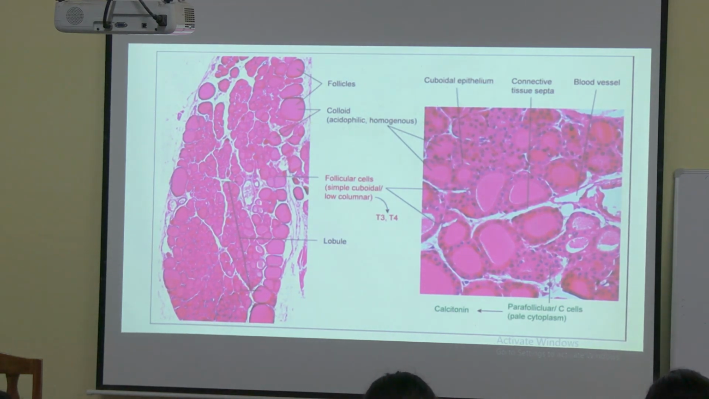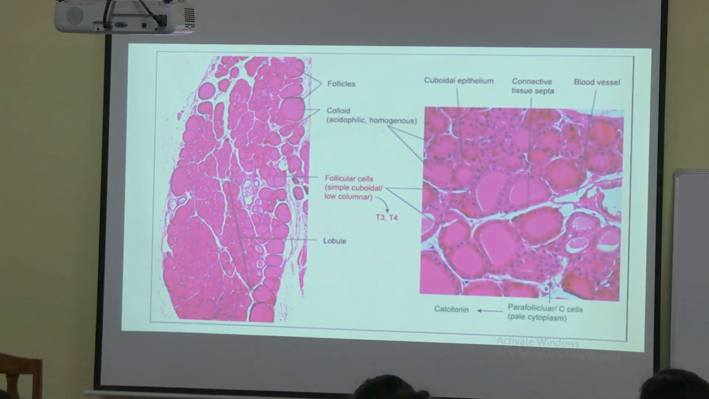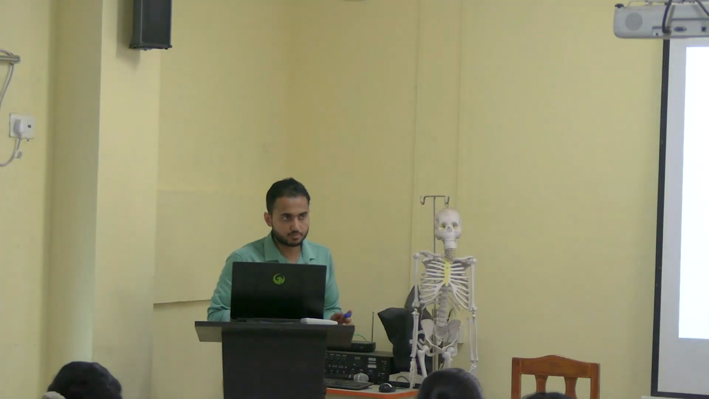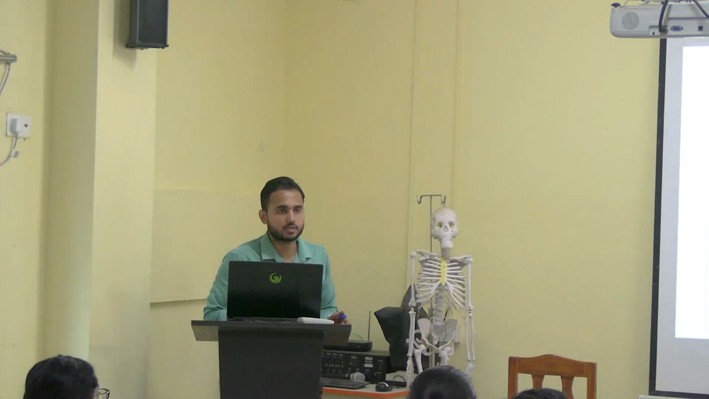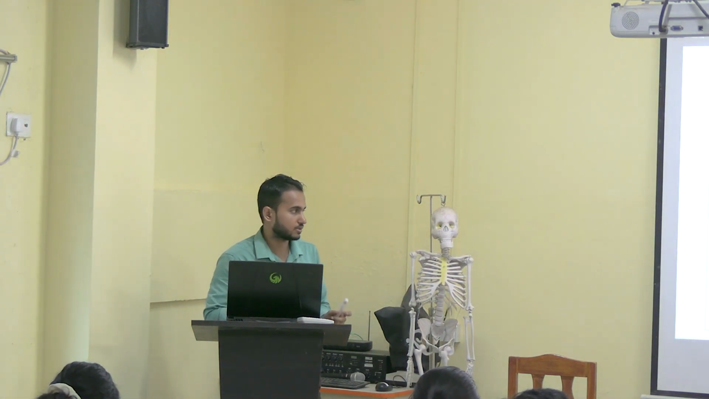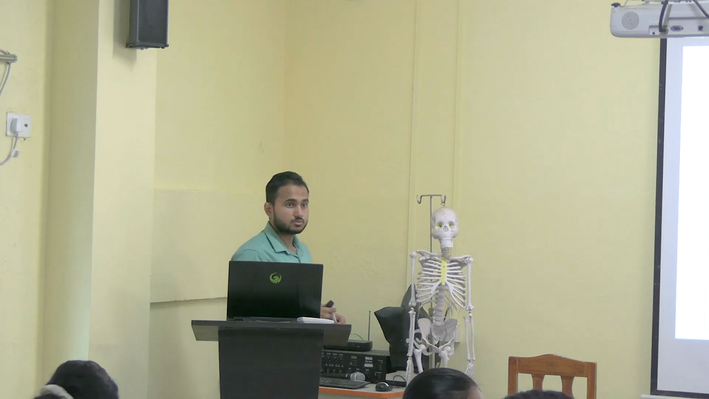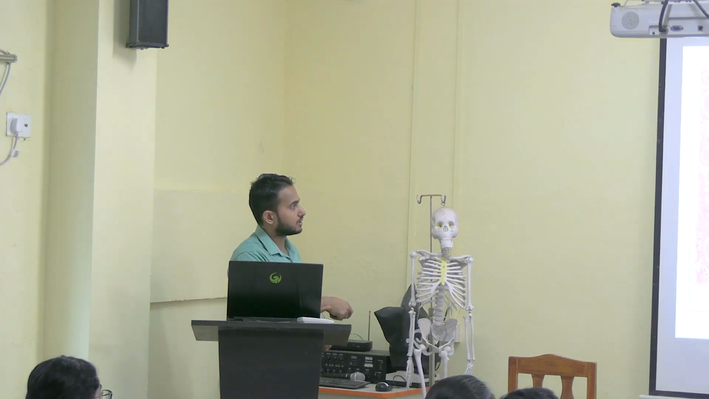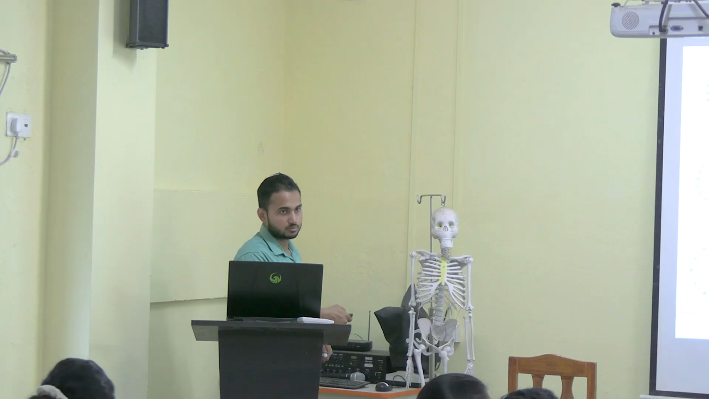Okay, what is next? Parathyroid gland. Where are the parathyroid glands situated? Yes, on the posterior border of the thyroid gland. How many parathyroid glands are there? Four parathyroid glands are there. Only this one, this one, and wait, this one.